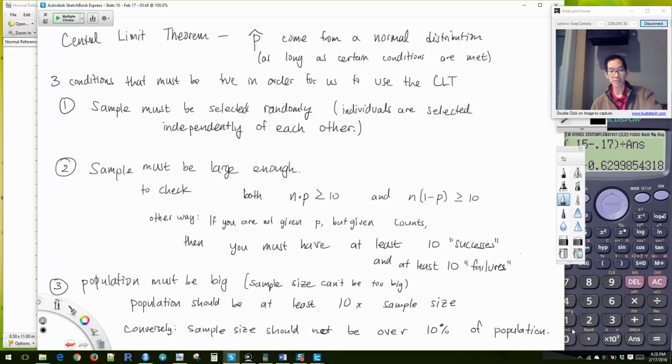So however you look at it, you don't want your sample to be too big relative to the population. This is rarely a concern, except when dealing with smaller populations.